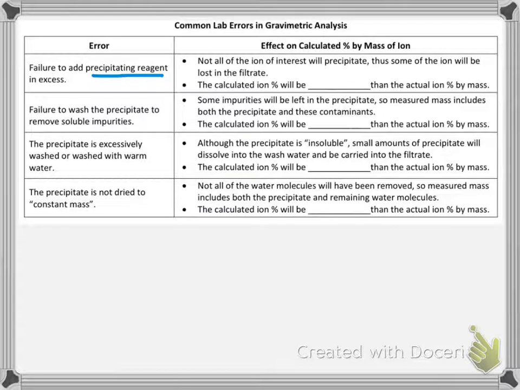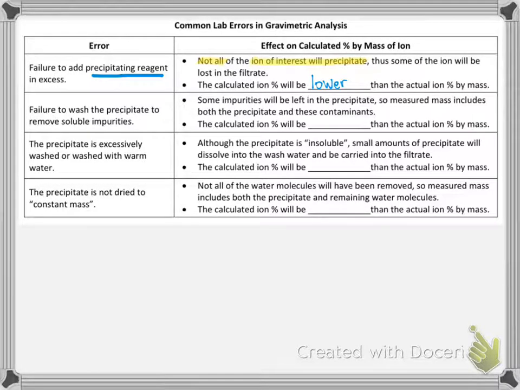Okay, first, you forgot to add enough precipitating reagent, or maybe you miscalculated, or something. But if you don't add enough of the stuff that's going to form the precipitate, some of your ion won't precipitate. So not all of it will precipitate. And if it doesn't all precipitate, it won't show up in the mass. And so if the mass is too low, the calculated percent of that ion by mass will also be lower than the actual percent of the ion by mass.